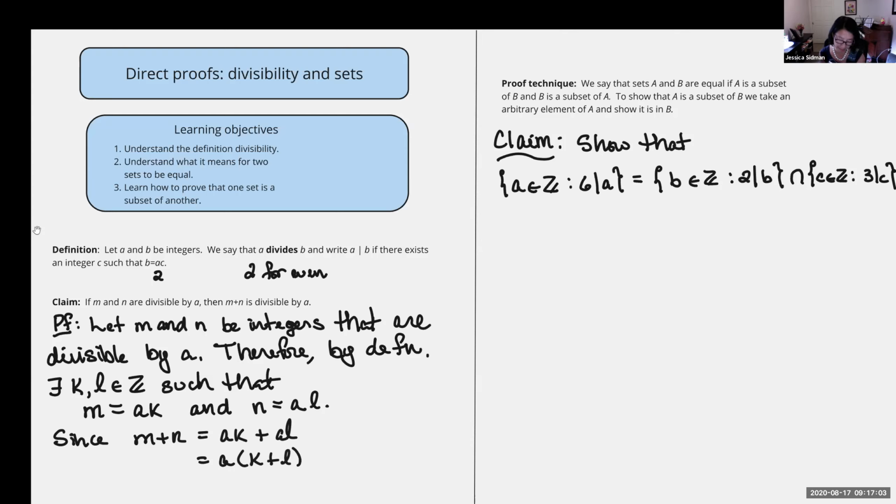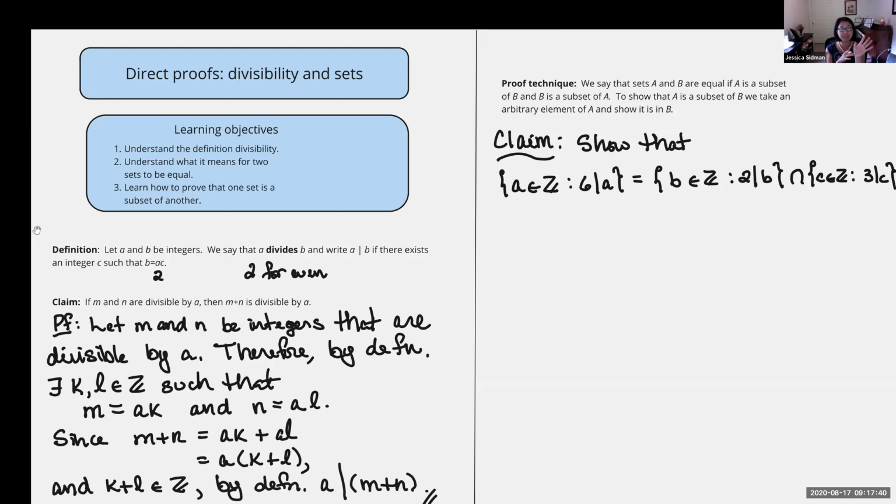So since M plus N is equal to AK plus AL, and that's equal to A times the quantity K plus L, and K plus L is an integer, by definition, A divides the quantity M plus N. And we're done.